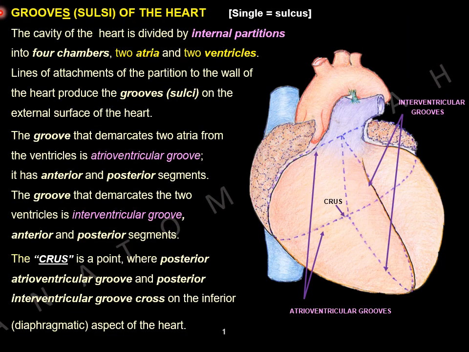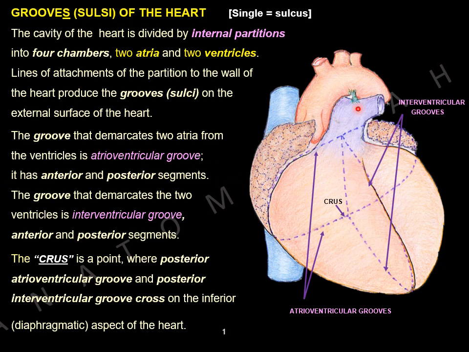Grooves, sulci of the heart. Single we call sulcus. The cavity of the heart is divided by internal partitions into four chambers, two atria and two ventricles. Lines of attachments of the partition to the wall of the heart produce the grooves, sulci, on the external surface of the heart. The groove that demarcates two atria from the ventricles is atrioventricular groove. It has anterior and posterior segments.